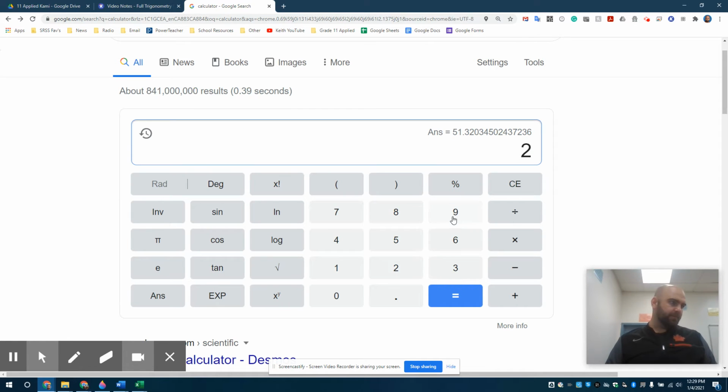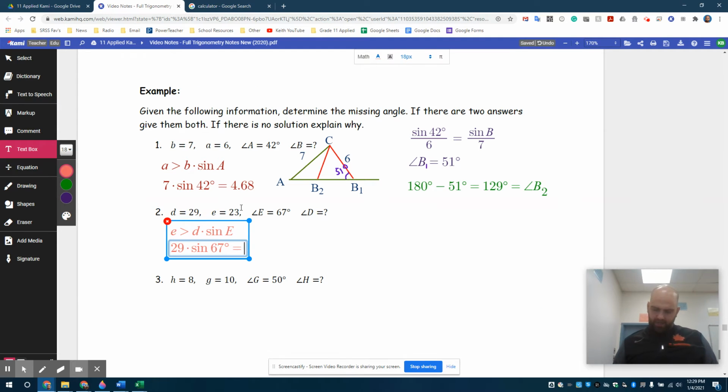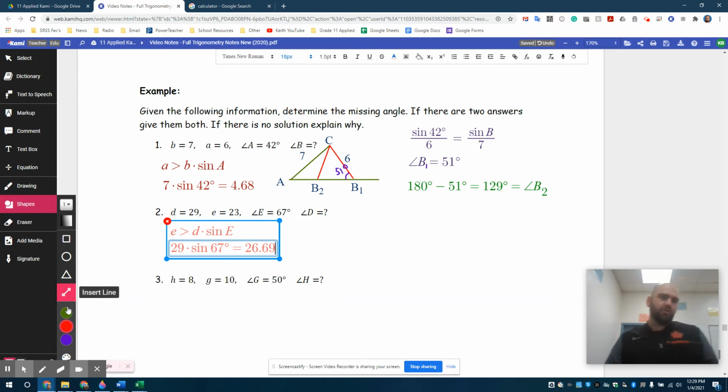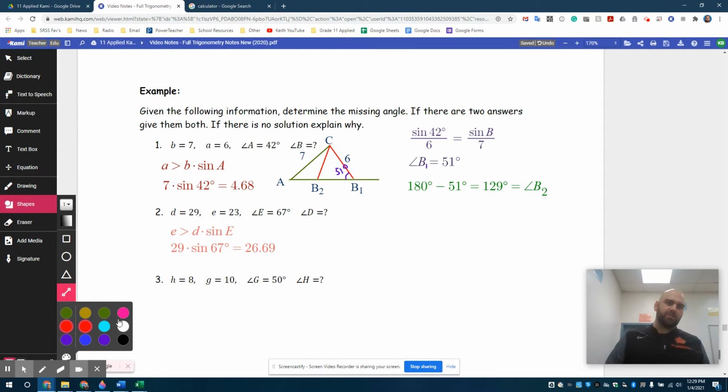And so we have 29 times sine of 67. That means that our side has to be at least 26.69 to match. Okay, and our side length is 23. Because it's less, that means that this triangle doesn't actually work. I'm going to draw it in, though this is something you don't necessarily have to do if you get a situation like this.